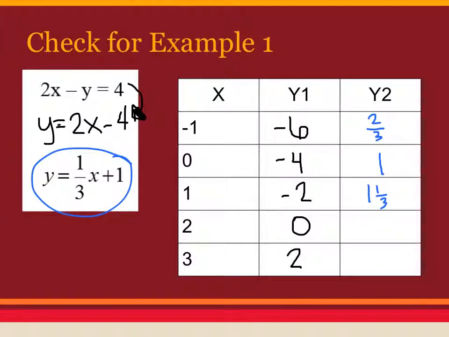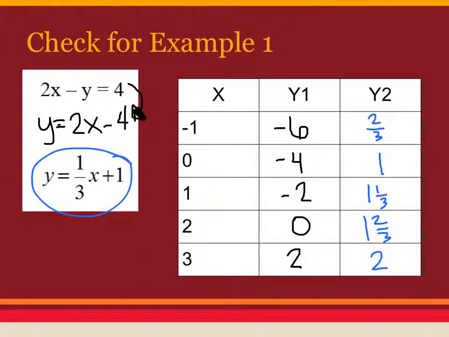If we plug in 2 for x, 1/3 times 2 is 2/3, plus 1 is 1 2/3. And then if we plug in 3, well, 1/3 times 3 is 1. 1 plus 1 is 2.